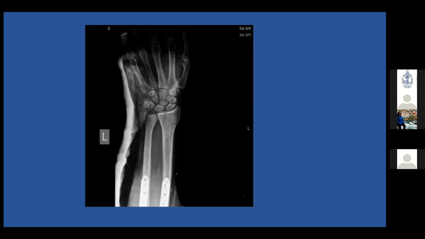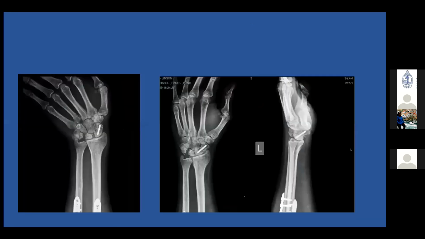So in this person, you can see that this person had a fracture which was fixed from outside, and the scaphoid was somehow missed, and we fixed it after 3 weeks. You can see that it went on to unite well.